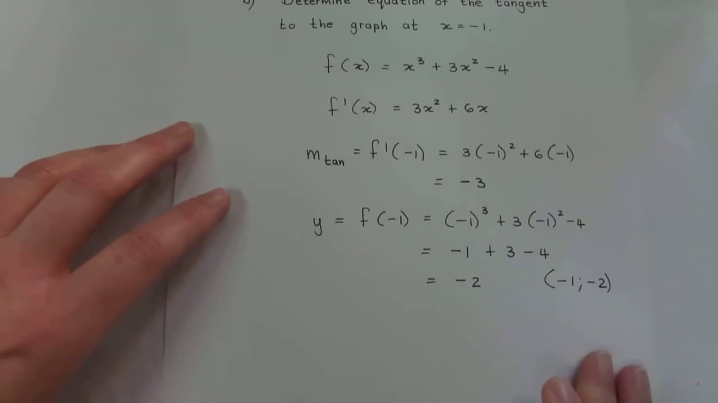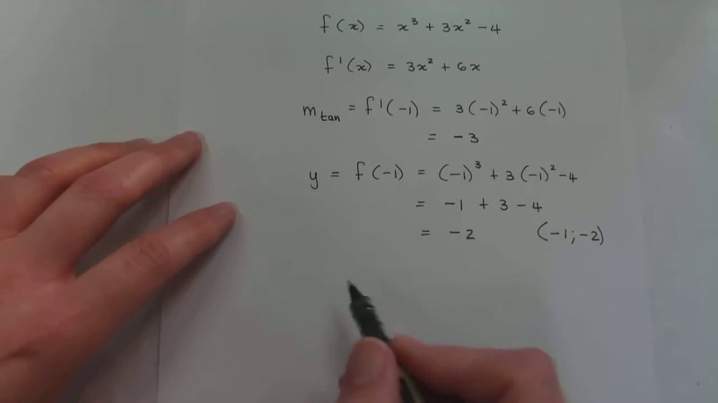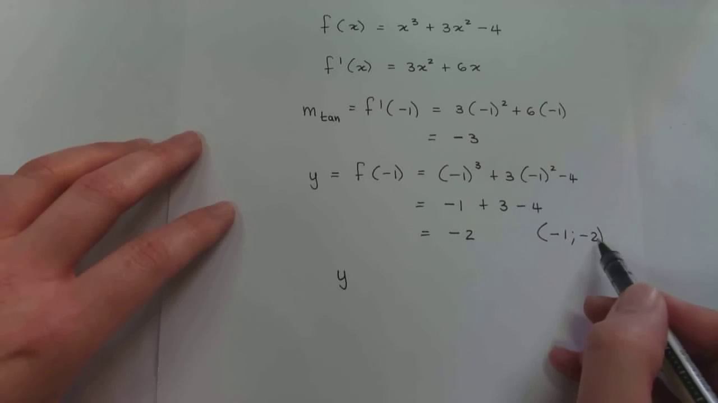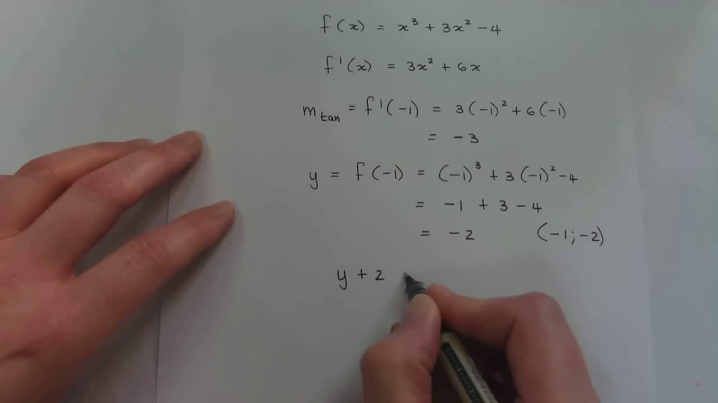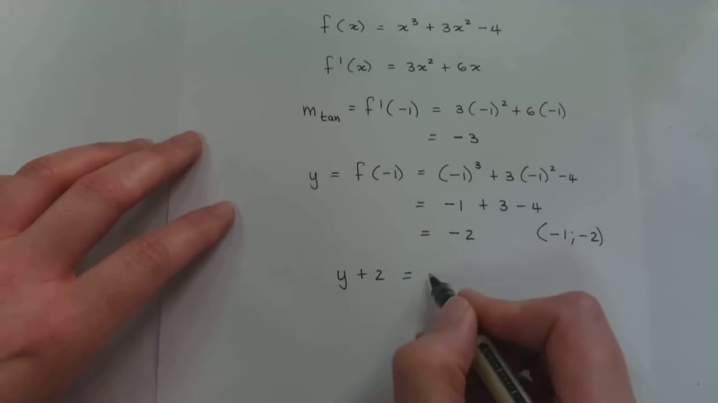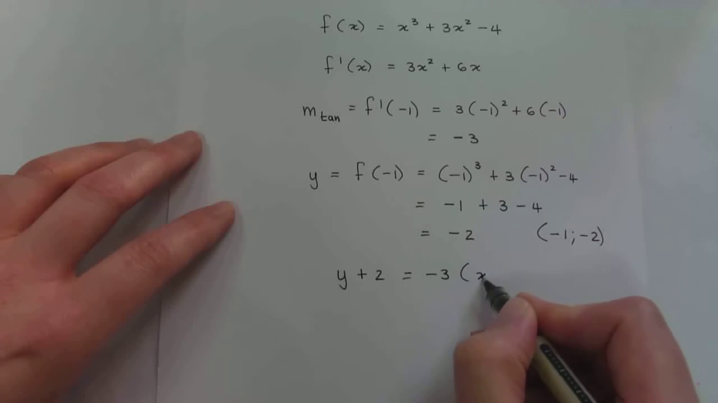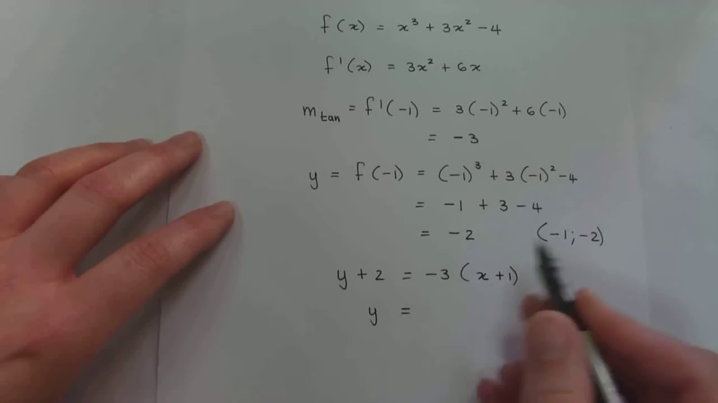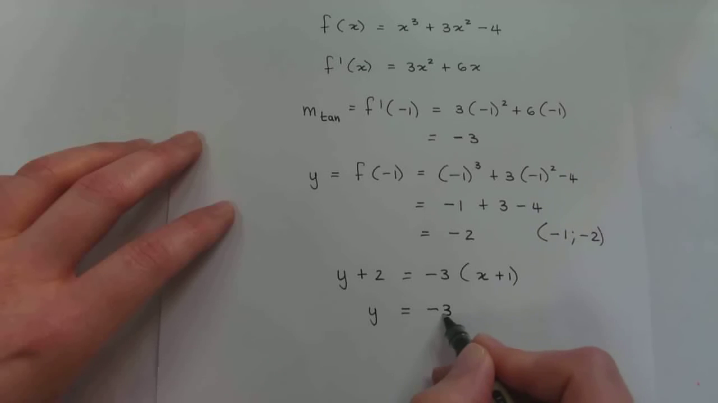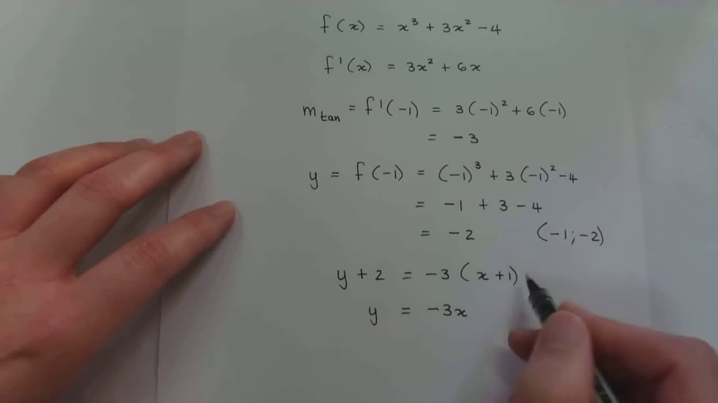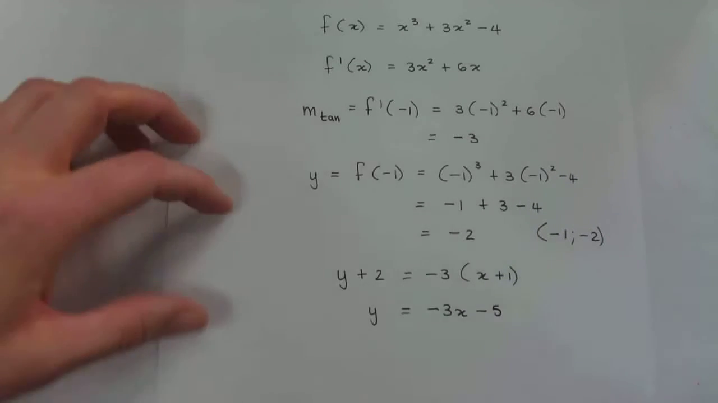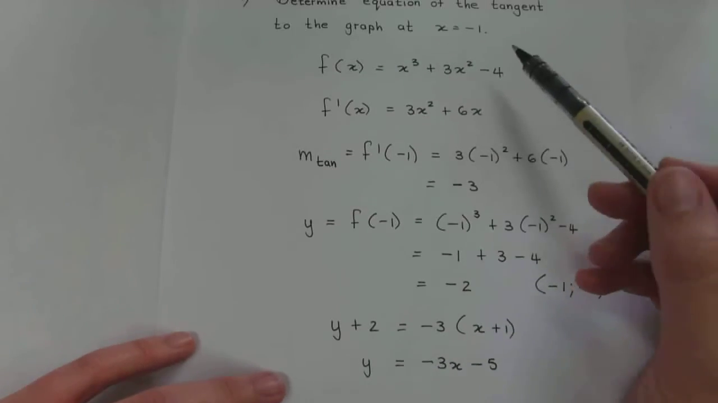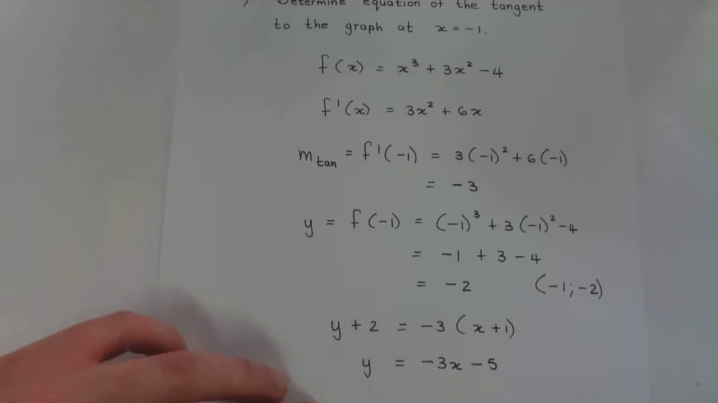So now I have all the information I need to find the equation of that tangent, which is a straight line. So it's y minus negative 2, which is y plus 2, is equal to the gradient negative 3 times x minus negative 1, which is x plus 1. And I can just simplify that. So I've got minus 3x, and then minus 3 minus 2, which is minus 5. So this is the equation of the tangent to the curve where x is equal to negative 1. So that was example 2.